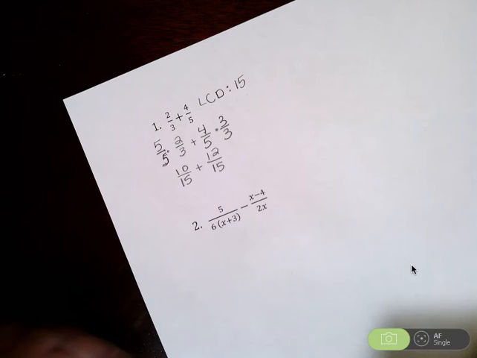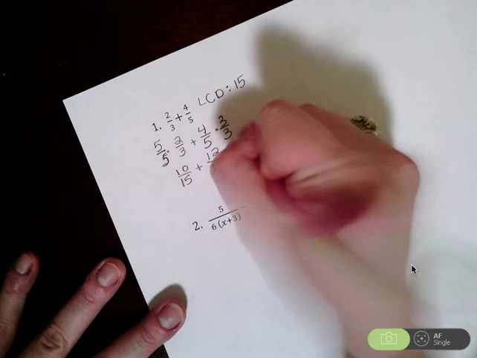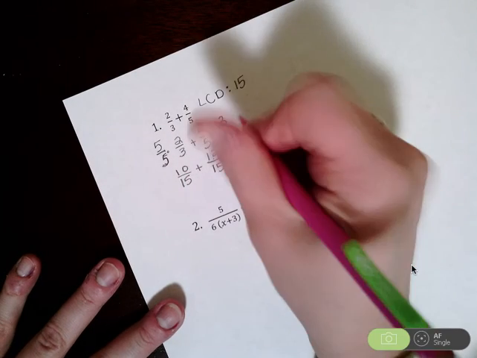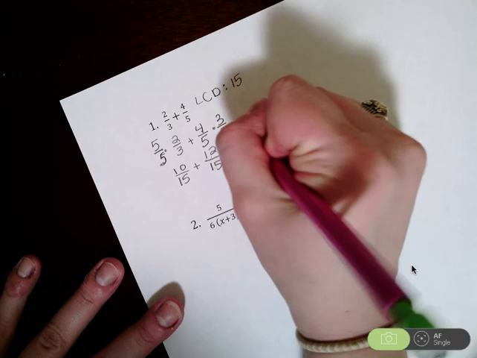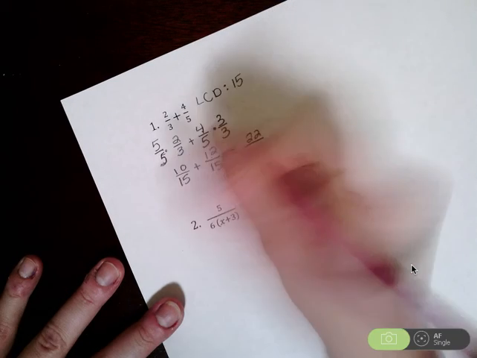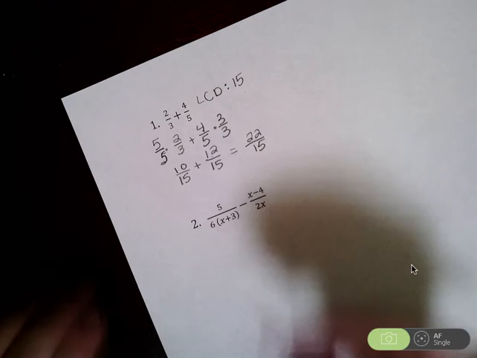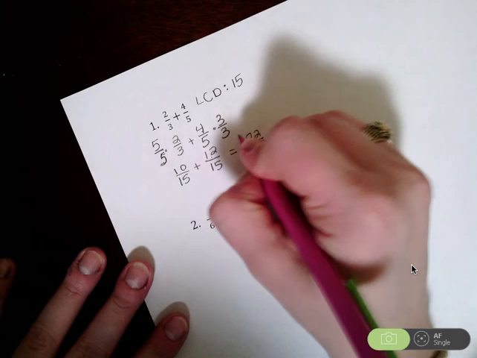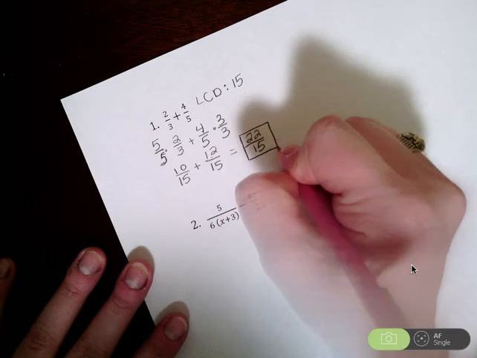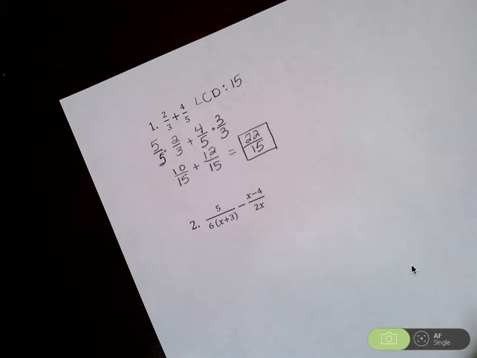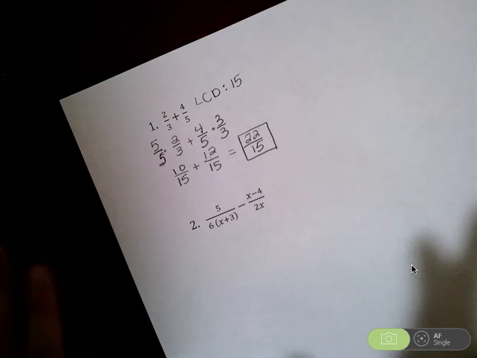Now we have like denominators, and when we have like denominators, we can just add across the top. So 10 plus 12 is 22. The denominator stays the same. You do not add those denominators to be 30. They just stay 15. You cannot reduce. 22 and 15 do not have any like multiples, so that is all you can do. Okay, that was middle school.